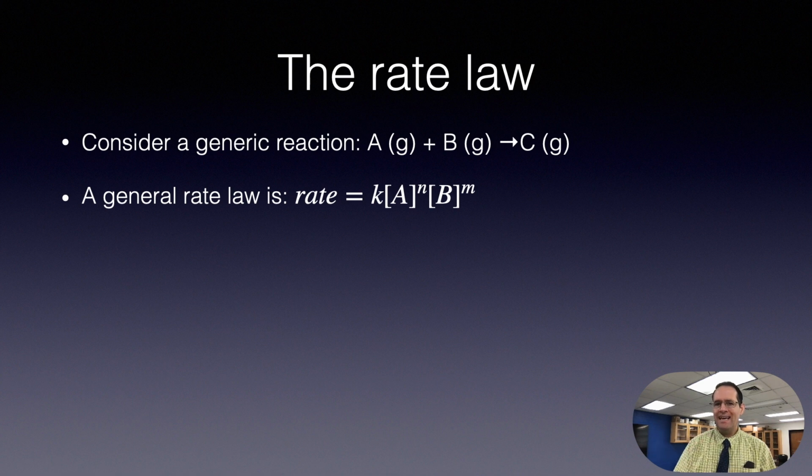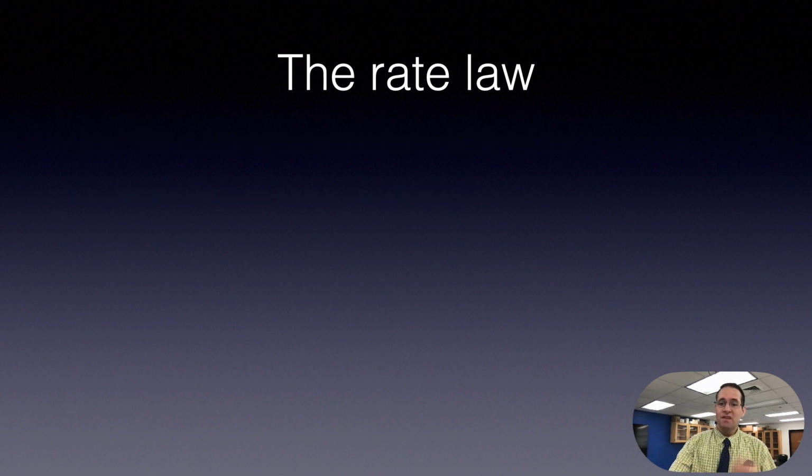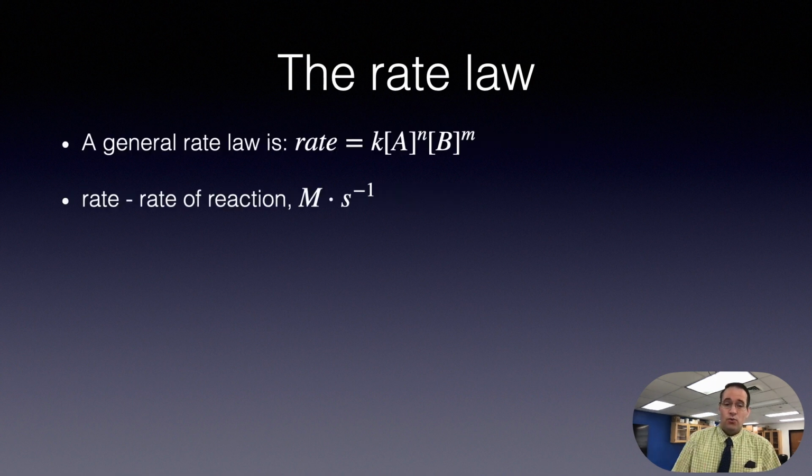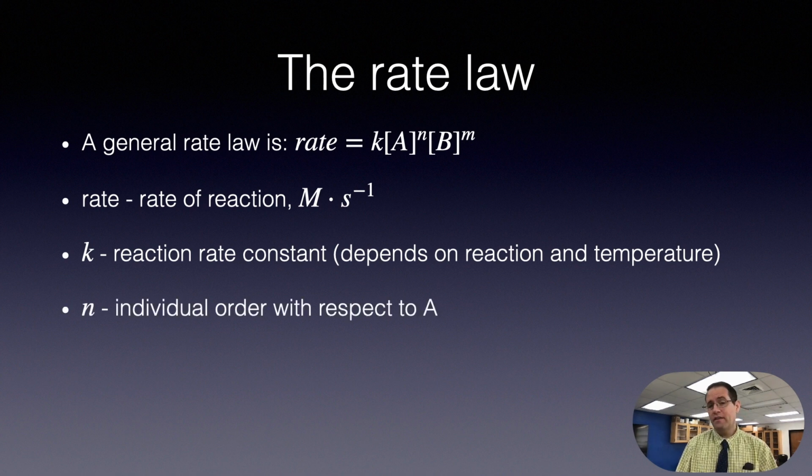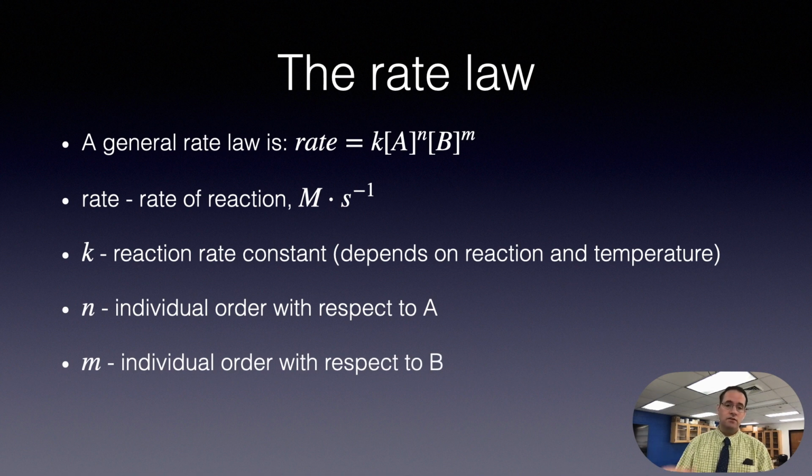Now that's equal to k times [A] to the nth power times [B] to the mth power. Now, what do these things mean? Well, rate is the reaction rate in molarity per second. And k is the fundamental reaction rate constant, and it only depends on the reaction and, of course, the temperature. n is what we call the order of reaction with respect to reactant A. And m is also the order with respect to reactant B.